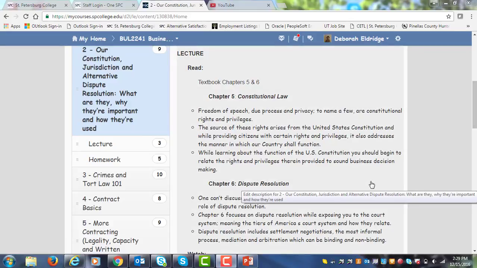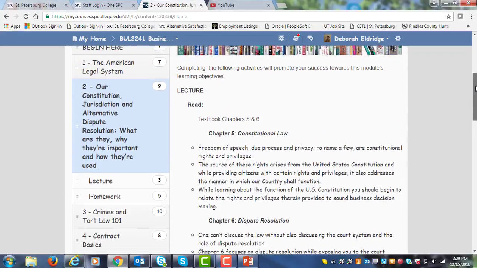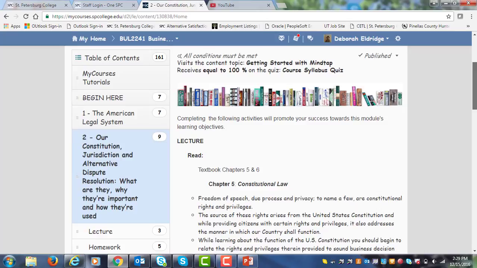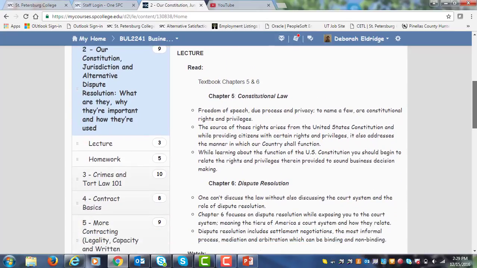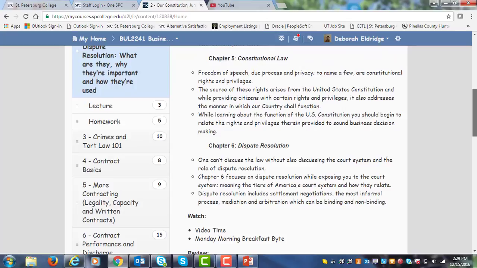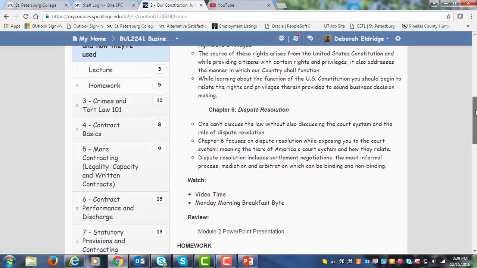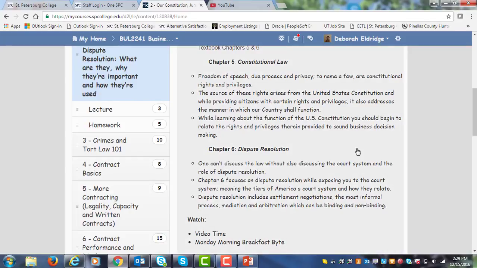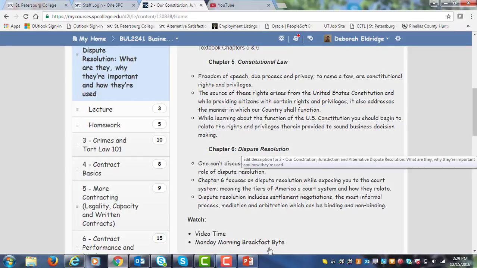In this module, this week, we're going to be taking a look at the Constitution of the United States. We're going to also be taking a look at dispute resolution, and there are different types of dispute resolution. While we're doing so, we're also going to start analyzing cases. So you have two cases you're going to be looking at this week. But before we get started talking about that, let's talk real quickly about constitutional law and dispute resolution.